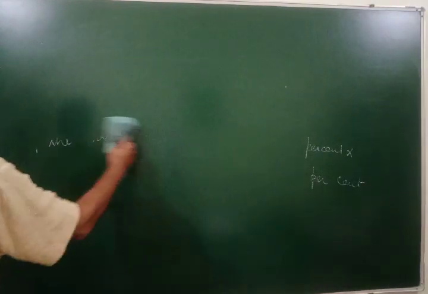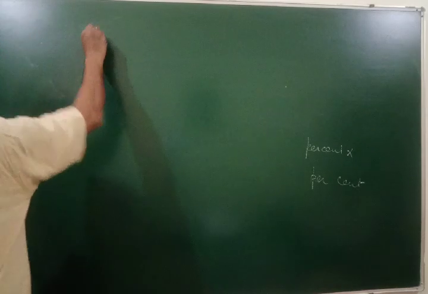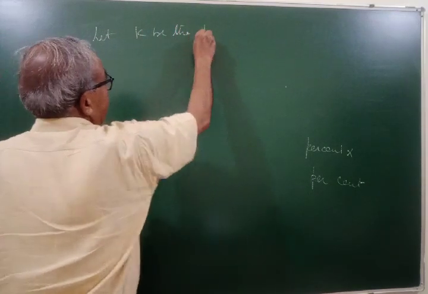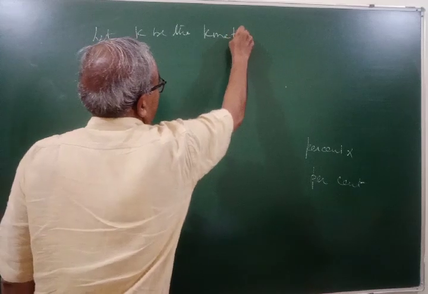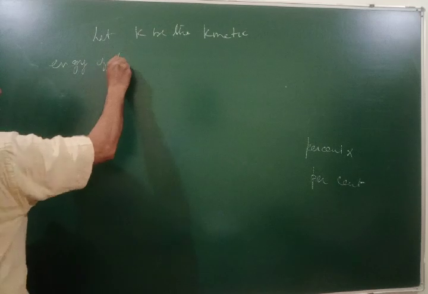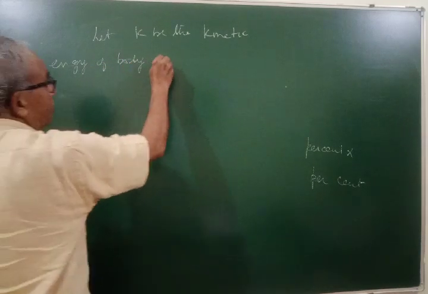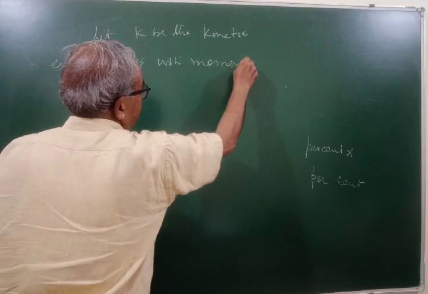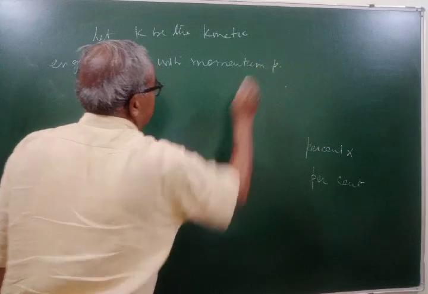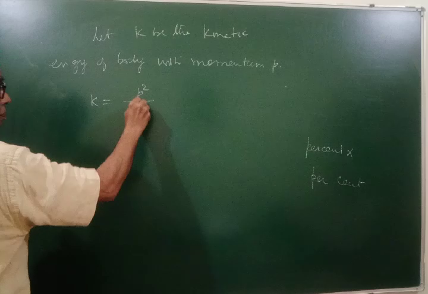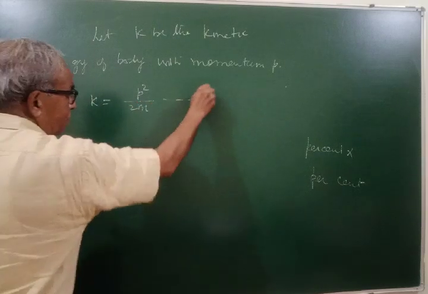Just in the previous video, I have told you the relation between kinetic energy and momentum. Let K be the kinetic energy of a body with momentum P. Then K equals P square upon 2m. Simple relation, we know this thing.